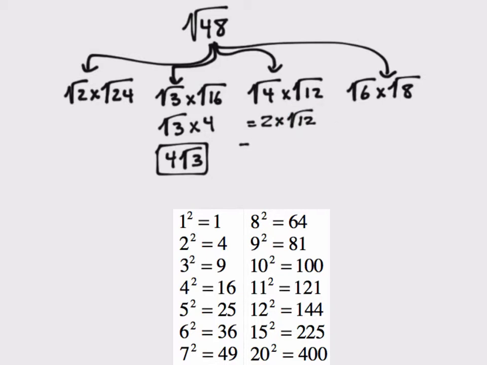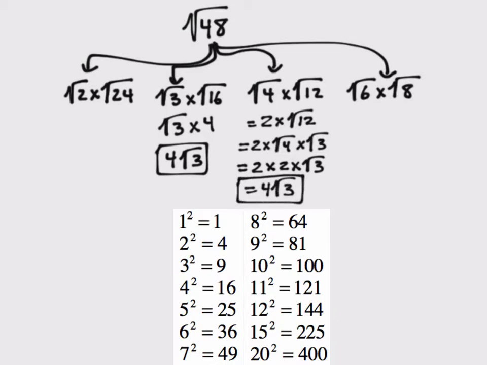12 we can factor into the square root of 4 times the square root of 3. And so the square root of 4 simplifies to 2. So we end up with 2 times the square root of 3. We end up with 4 times the square root of 3 again. We get the exact same simplified version. It just took us a few more steps. It might not have been quite as efficient.